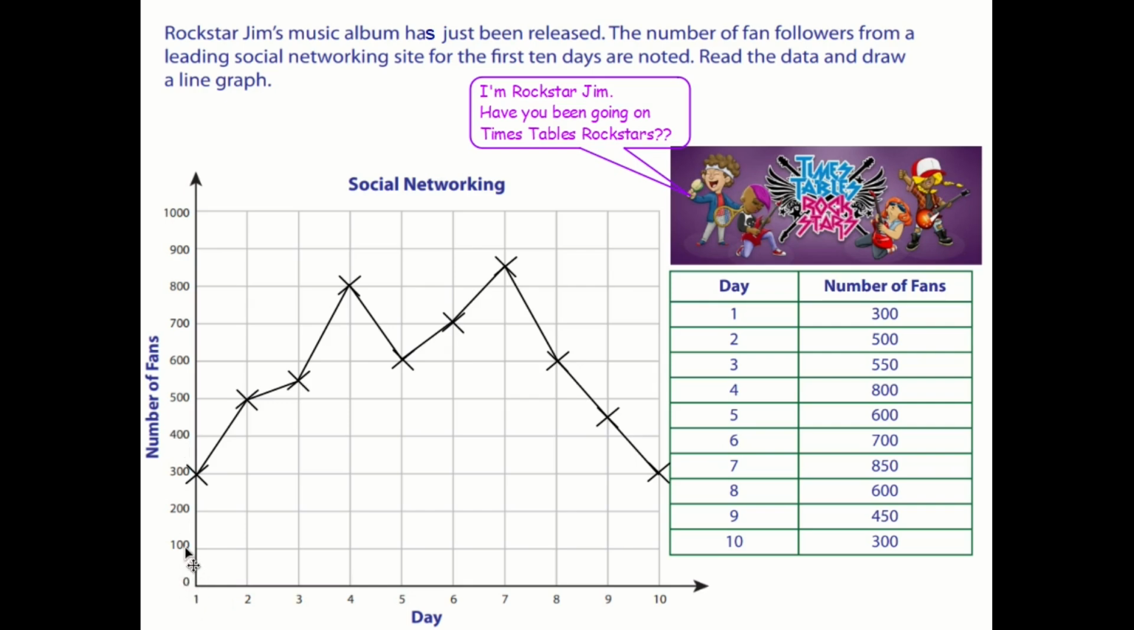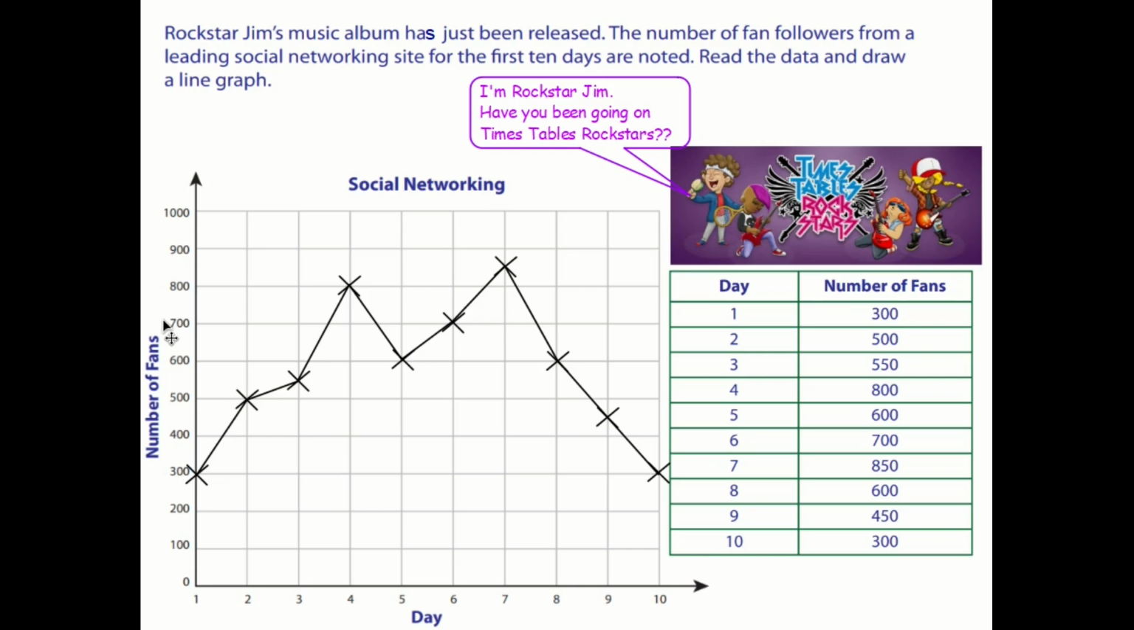You can see here they're going up in jumps of 100 and they're using 1 square for each 100. So whatever you decide, you've got to make sure you are consistent and do the same thing all the way along that axis. So you've got day on the bottom and number of fans up the side. So there are some really important features of line graphs.